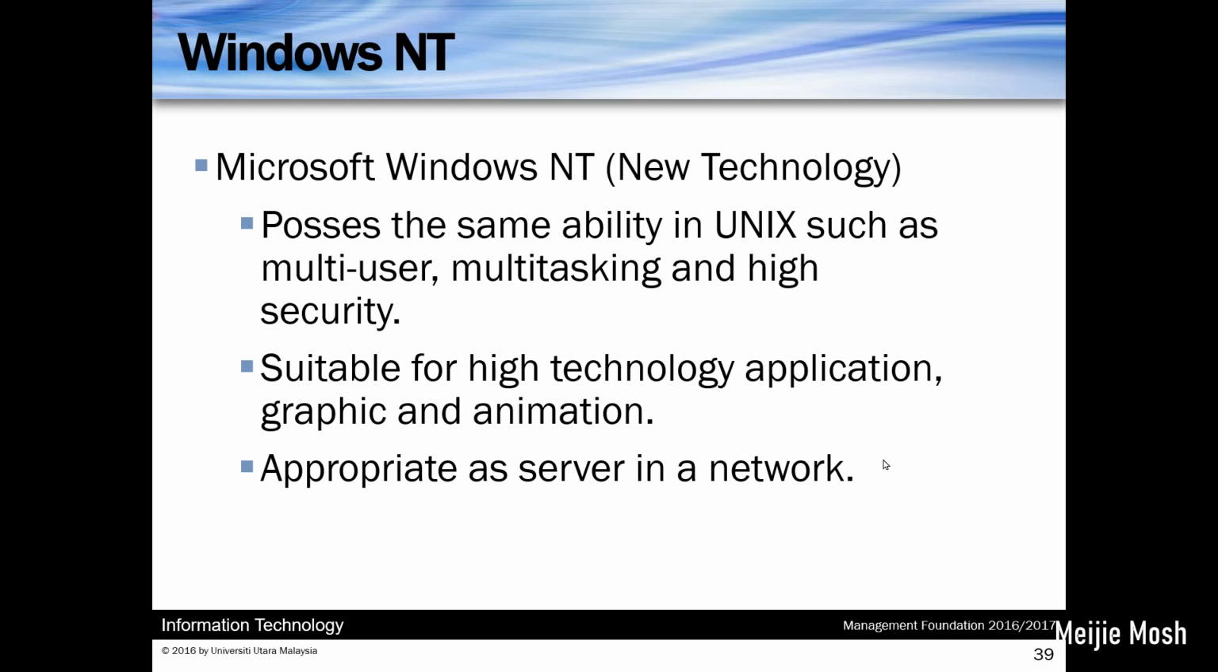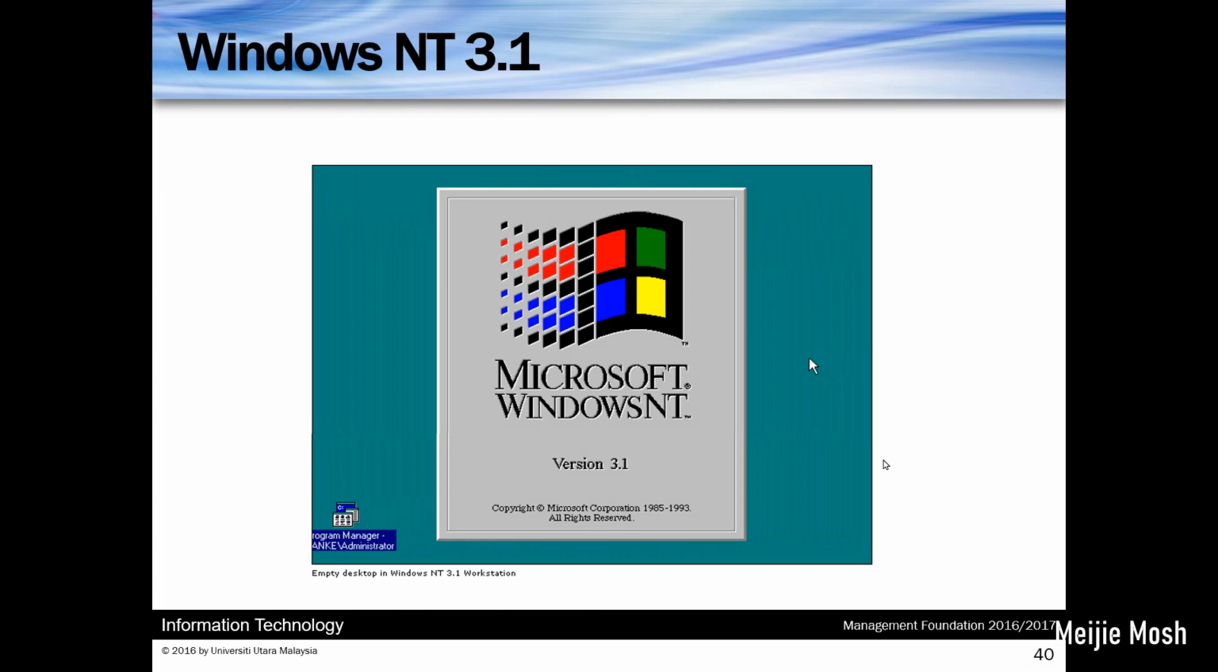Windows NT. NT was formally expanded to New Technology. Windows NT possesses the same abilities as Unix, such as multi-user, multitasking, and high security. So it is suitable for high technology applications, graphics, and animation. It is also appropriate as a server in a network.